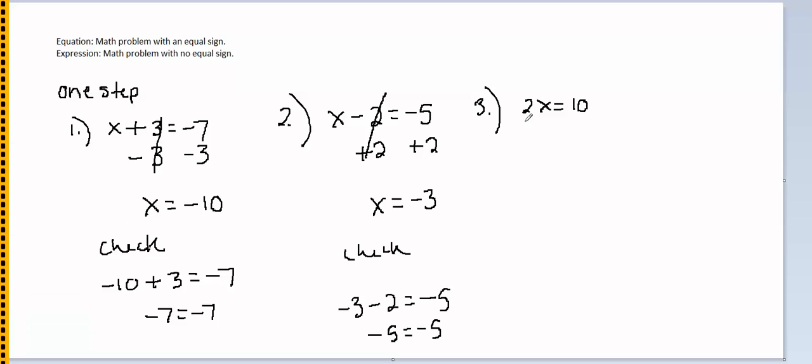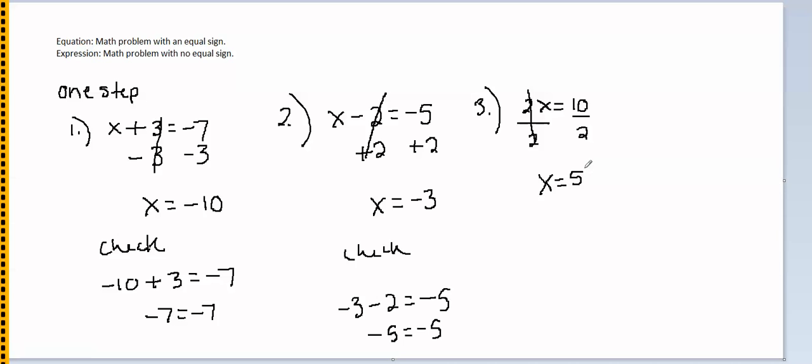So the way we normally do that is we write it like a fraction under both sides. That's the same as saying I'm dividing by 2. So I divide here, and then you reduce on this side. So sometimes you can't reduce. I made this one easy so you can. 10 divided by 2 is 5. So our answer is 5.